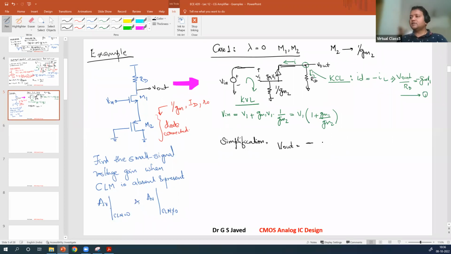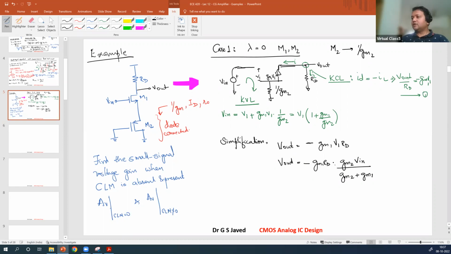is equal to minus GM1 V1 RD, this equation. And the other equation will give you V out is equal to minus GM1 RD times GM2 times Vn over GM2 plus GM1. Basically, to simplify, GM1 plus GM2 over GM2. So that fraction is here, only Vn substitute.